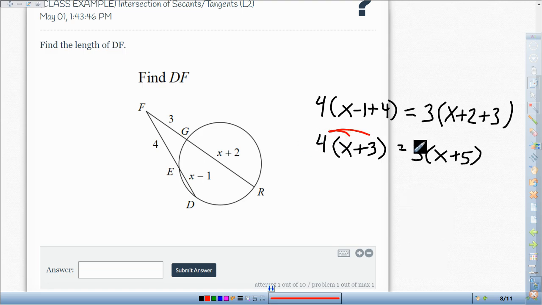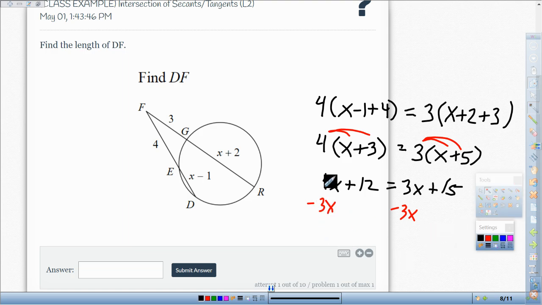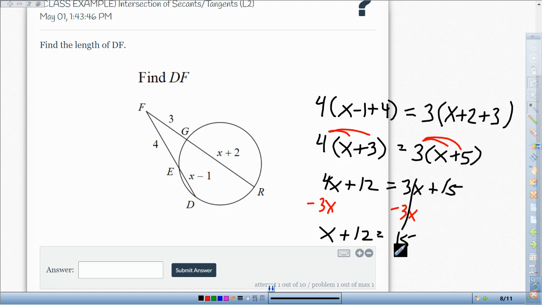So anyway, distribute the 4, distribute the 3. Let's see what happens. We got 4x plus 12 equals 3x plus 15. Remember, distribution is multiplying. Be careful. You might be tempted to add. All right. Variables on both sides. I'm going to move the 3x over to the left. 4x minus 3x is 1x. I'm just going to write it as x. Bring down the 12 on the right. These are gone. I got a 15. Okay. And then subtract 12 from both sides. x equals 3.